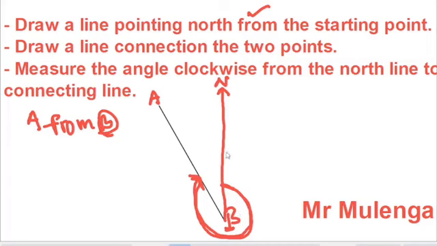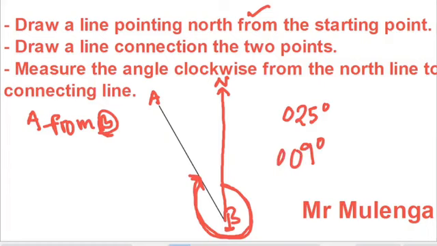Now, if you get an answer that is less than 100, you have to put a 0. For example, if you get an answer like 25 degrees, you need to put a 0 because this should be a three-figure bearing. Again, if you get an answer like 9 degrees, you need to put 2 zeros. This will be your answer. I hope you have gotten what I've explained here.